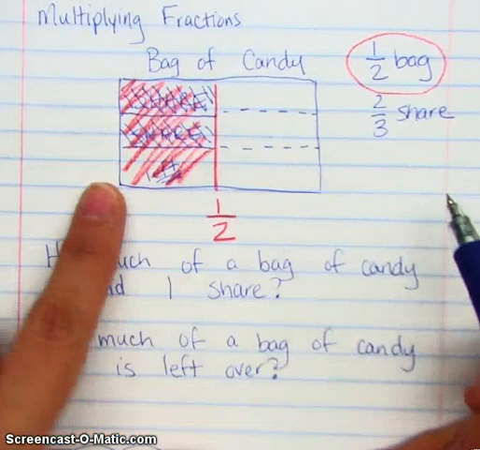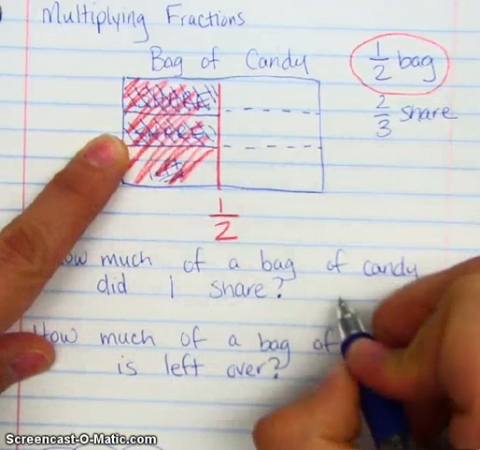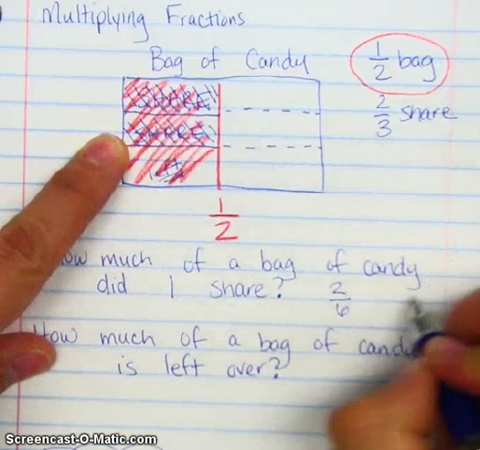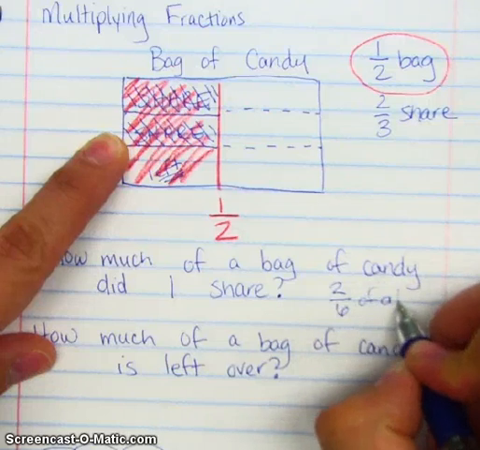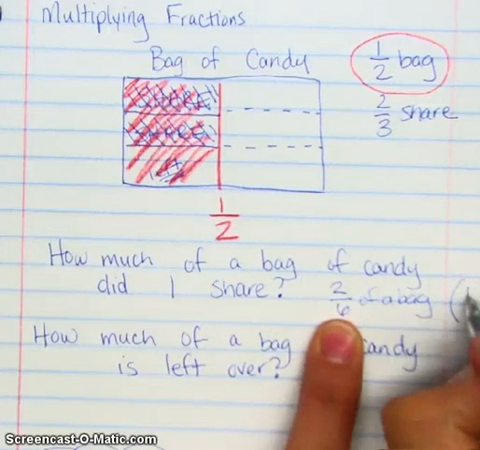Well, out of my bag of candy, I shared 2 parts out of 6. So I'm going to share 2/6 of a bag. But I know 2/6 can be simplified, so my answer is 1/3 of a bag is going to be shared.